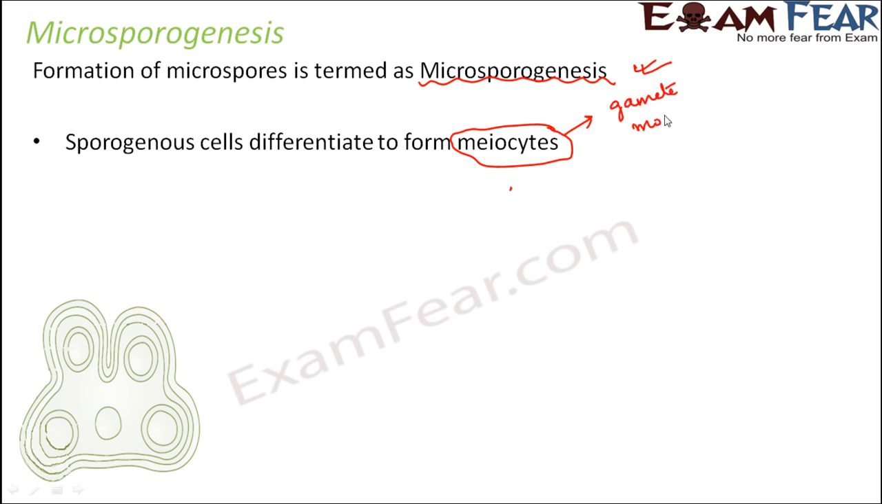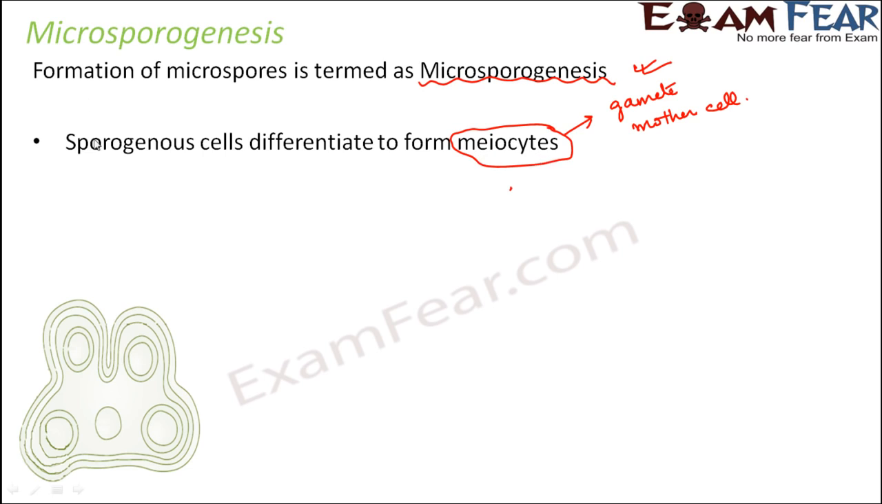Now what do we mean by gamete mother cell? The term mother itself tells which gives birth to the babies, right? So gamete mother cell means this is the cell that will form gametes. So that means it is the gamete mother cell, and they are called myocytes.